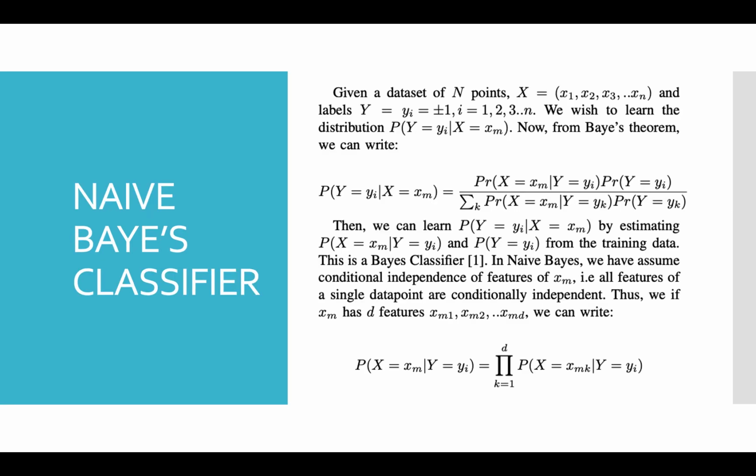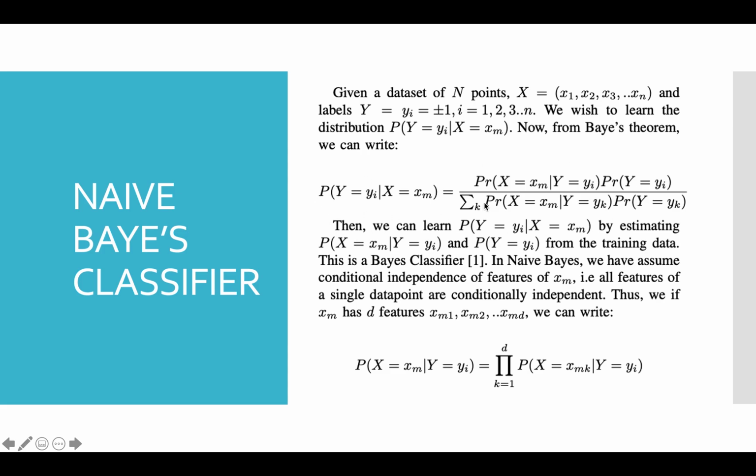Now let me mention the general setup of a Bayes classifier. We'll have n data points x1, x2 to xn, and we'll have the corresponding labels plus or minus 1, or they can be 0 or 1 as well. We want to learn the probability distribution of y equals yi given x equals xm. Here yi can be the label plus or minus 1, and xm is a certain data point. Using Bayes rule, we can write it as the following.